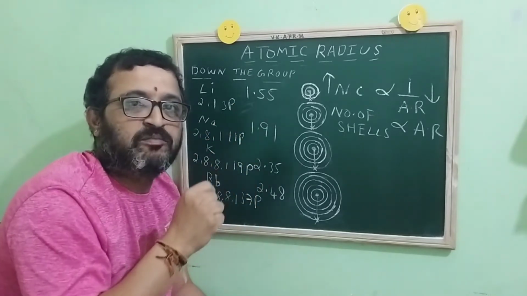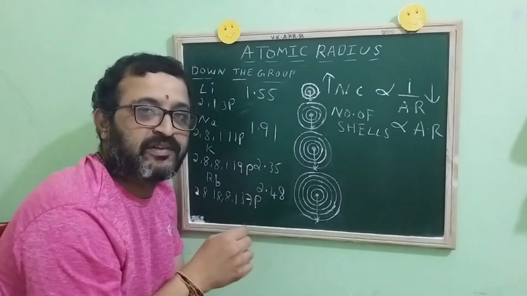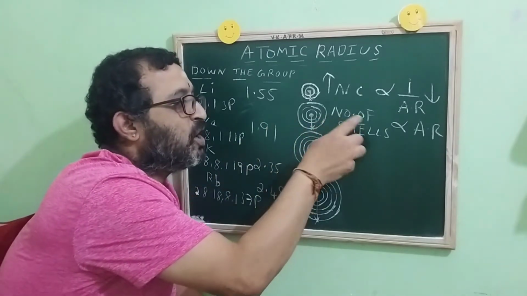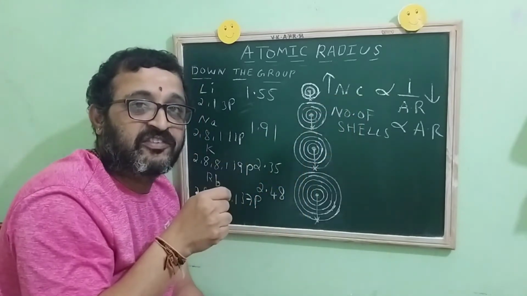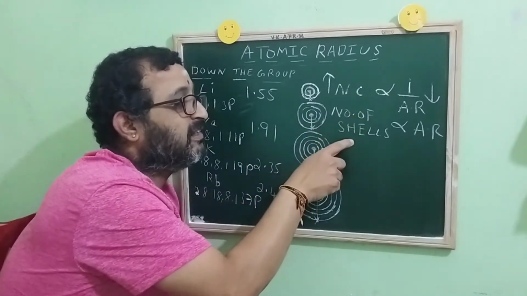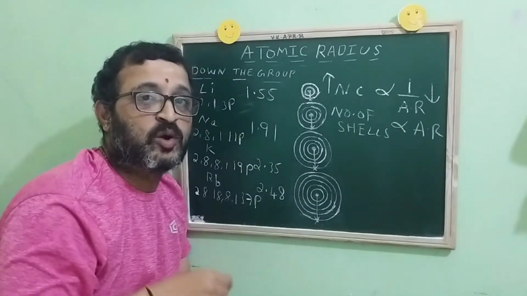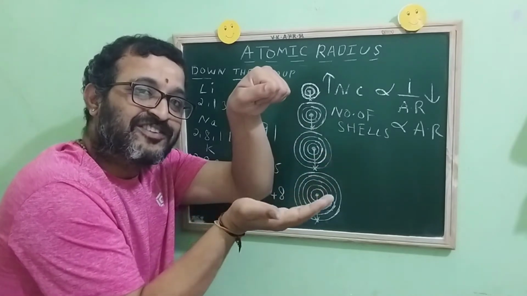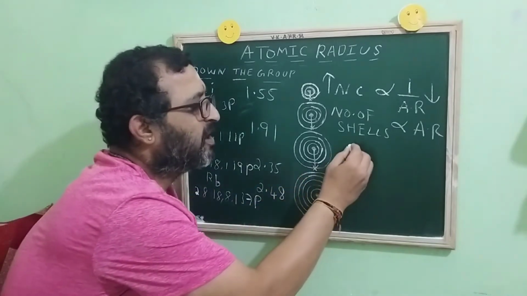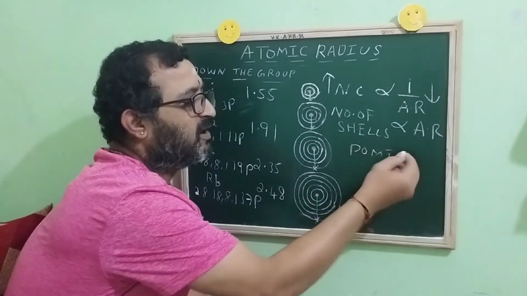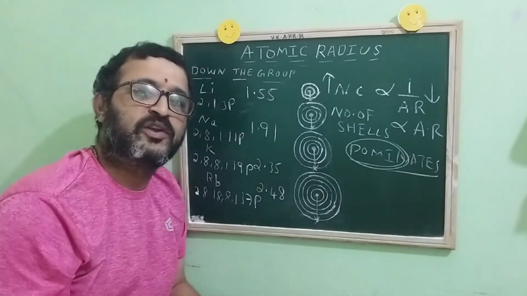Yes. Your textbook clearly says that out of nuclear charge and number of shells, the number of shells dominates over nuclear charge. I repeat, the number of shells dominates over nuclear charge when you go down the group. That's why the atomic radius is going to what? Increase. Now, the question arises, first, what is the meaning of the term dominates? Why does the number of shells dominate over nuclear charge?